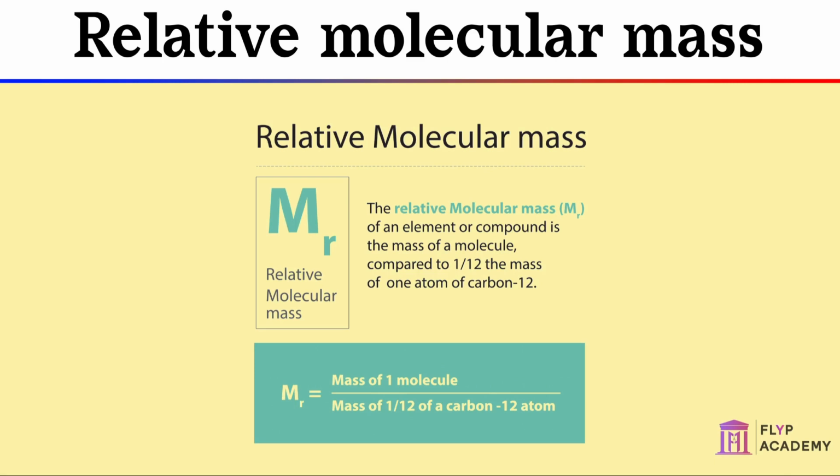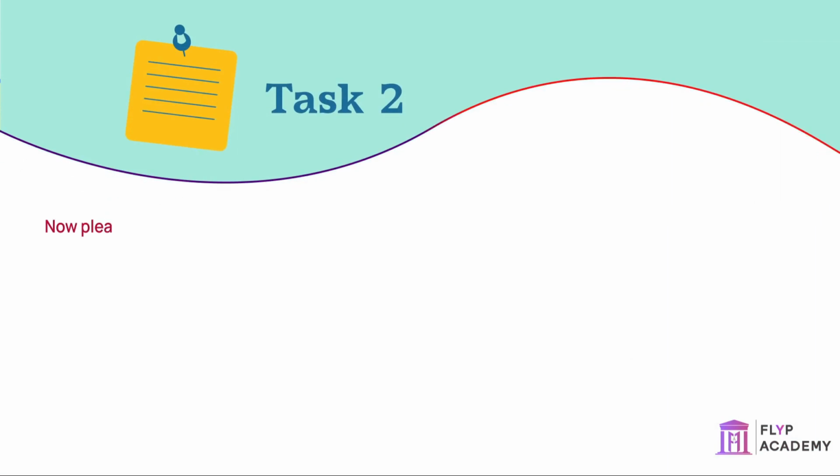For example, the relative molecular mass of the H2 molecule is 2 multiplied by Ar(H) equals 2.0, while the relative molecular mass of the H2O molecule is 2 multiplied by Ar(H) plus 1 multiplied by Ar(O), which equals 2.0 plus 16.0, which equals 18.0.